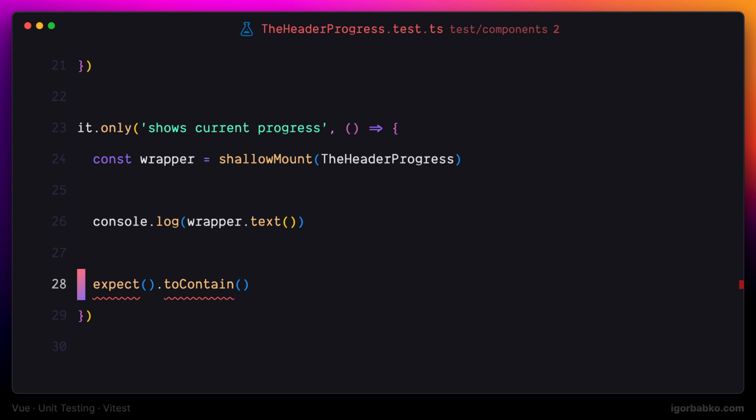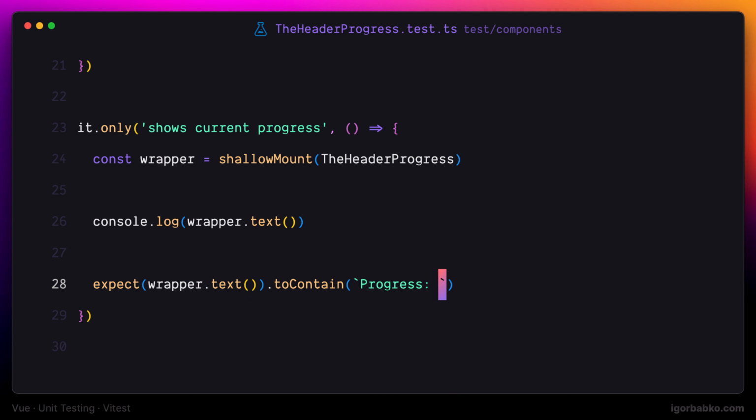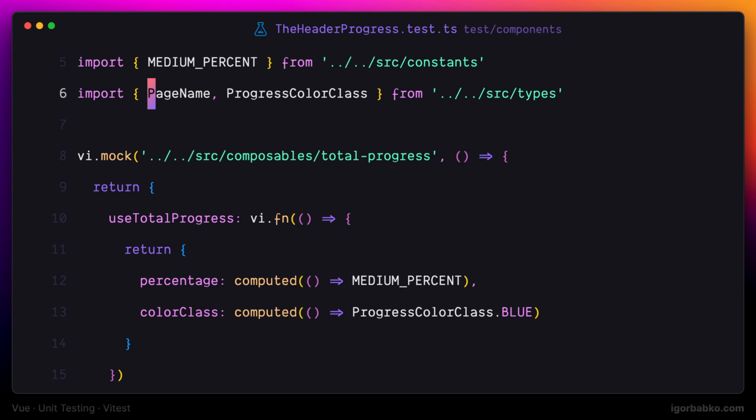So now in our test we can check that this component shows the proper percentage. Let's extract the text of the component and then call the method toContain. In here, we are providing the string that we are expecting to see. So the label should say progress, colon, and then the value of the percentage. In this case, we can get the expected percentage from the MEDIUM_PERCENTAGE constant, like this. Because once again, when we have mocked the return value of the useTotalProgress composable function, we have specified that this percentage computed property should store the value of the MEDIUM_PERCENTAGE constant.